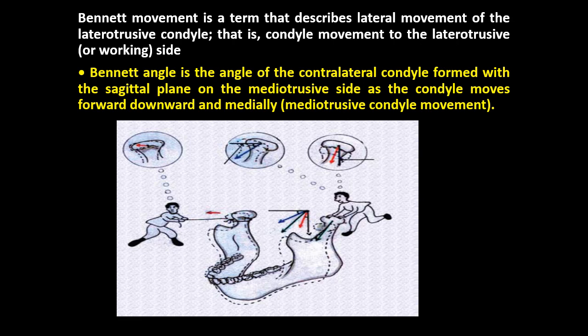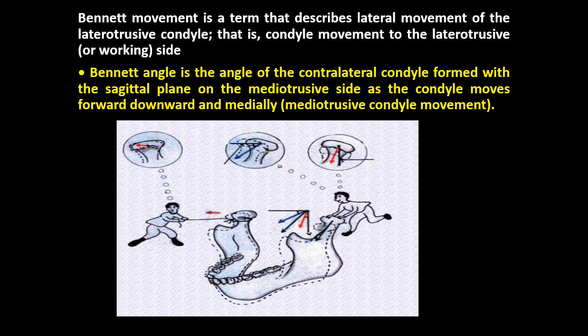The angle that is formed between the path of the balancing condyle and the sagittal plane, as you can see, the angle between the black and red arrow, is called the Bennett angle, and it is about 10 degrees. The bodily shift of the mandible, or the Bennett movement, averages about 0.75 to 1 millimeter.